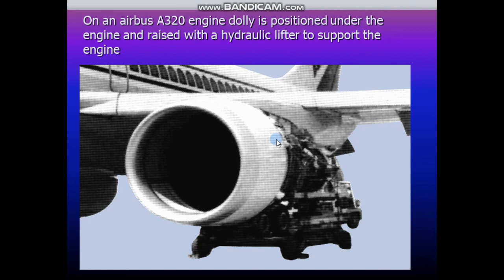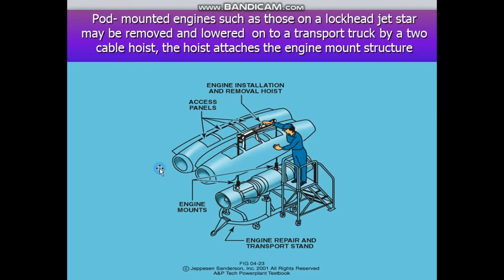This figure shows us the dolly. Here we have our dolly and we have a lifter that rises to the engine mount and will remove the engine from the aircraft. In the second figure, we have the hoist. This is our hoist sling and it goes down to the engine mount, and after that we will raise the engine and remove it from the aircraft.